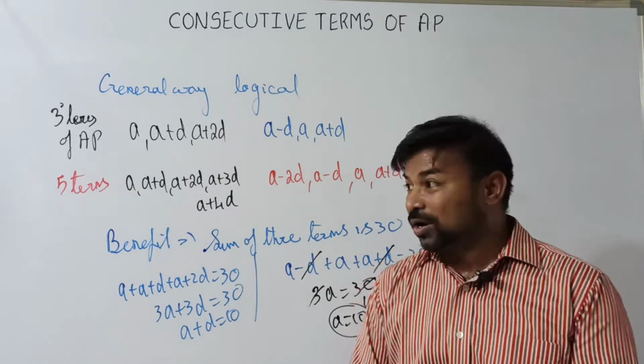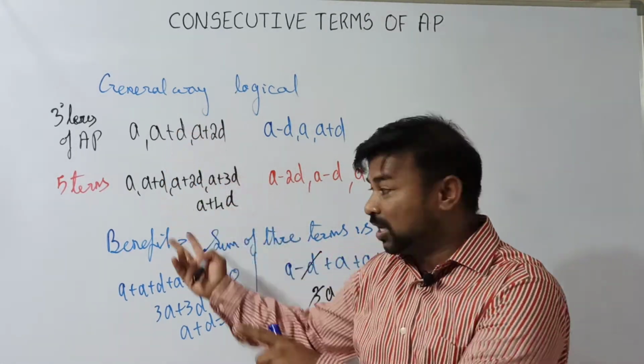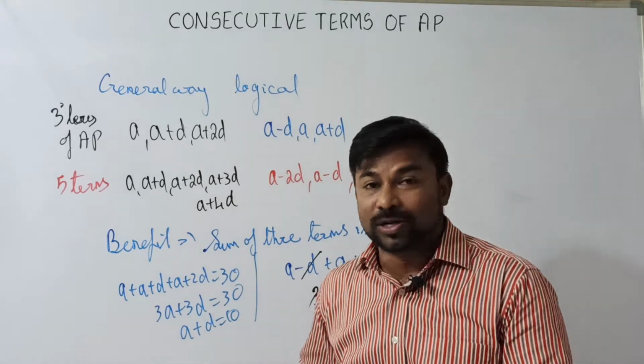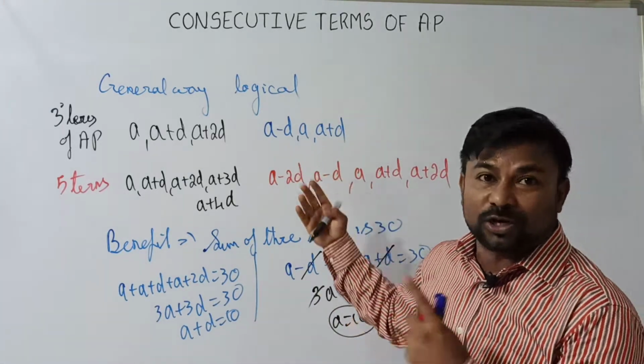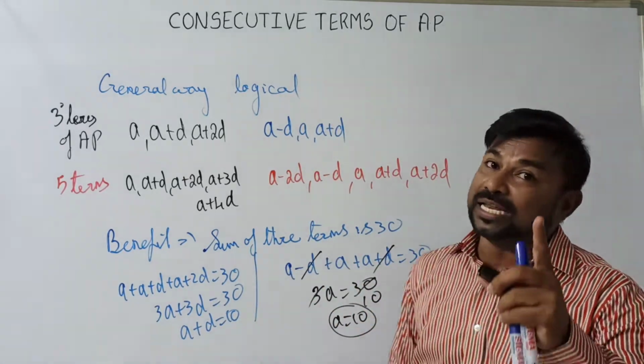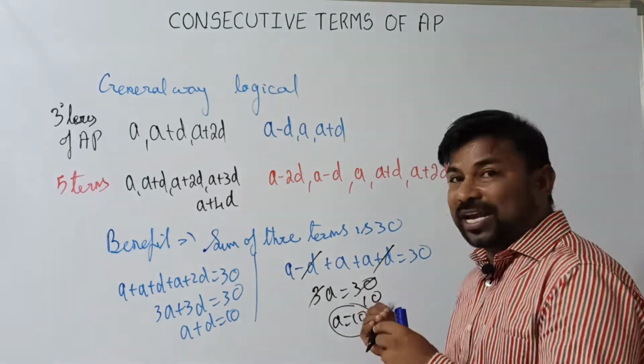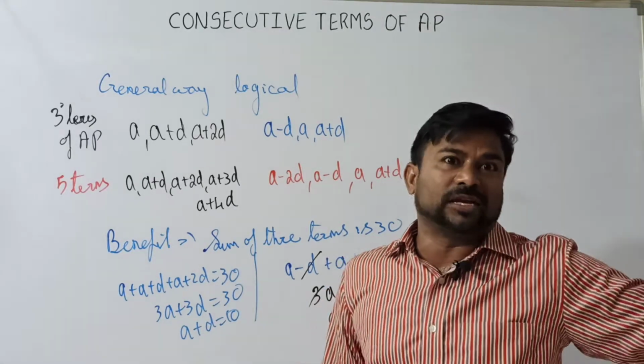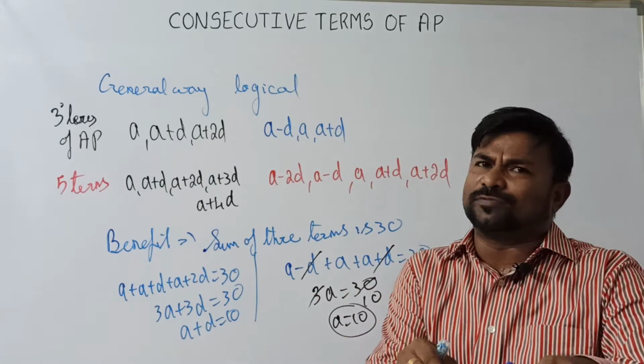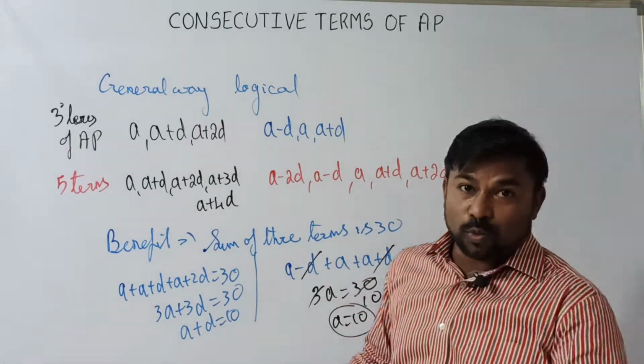Right. So what does it mean? When we deal with the general procedure, we are still stuck with the two variables. But when we are dealing with the logical method of three terms, we are getting one variable. Of course, after getting this one, let us plug it into the other equation to get the value of d. This is one of the tricky ones. Now, let me go for one more tricky one.